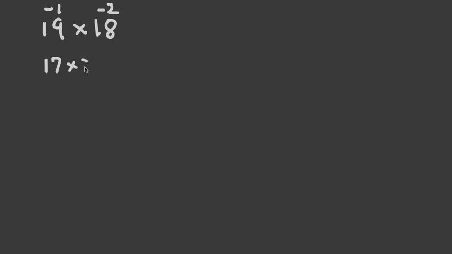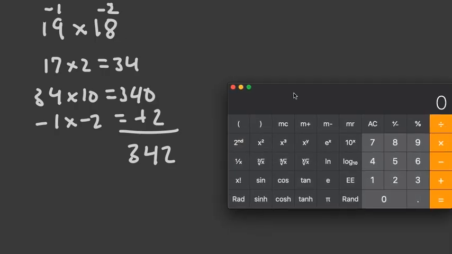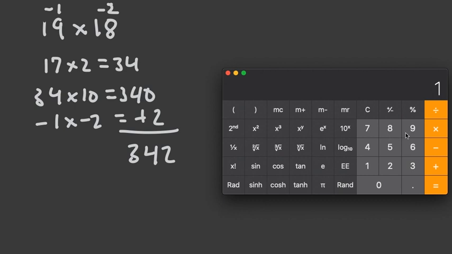So let's just double that. 17 times 2 is equal to 34. We take that 34 and multiply by 10, and we get 340. And then separately, we're going to take -1 and -2, the differences away from 20 of each of the numbers. Take the product of those, -1 times -2. That's equal to +2. And then we just take the sum of 340 and 2. This is equal to 342. So 19 times 18 is 342. Let's just check that on the calculator just to make sure that we have it. And we say, okay, so 19 times 18.